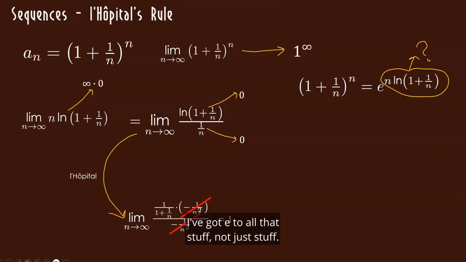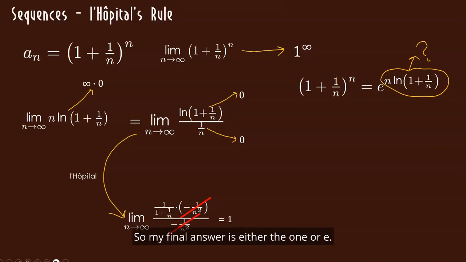My original question was, I've got e to all that stuff, not just the stuff. So the limit of the exponent is 1, and my final answer is e to the 1, or e.